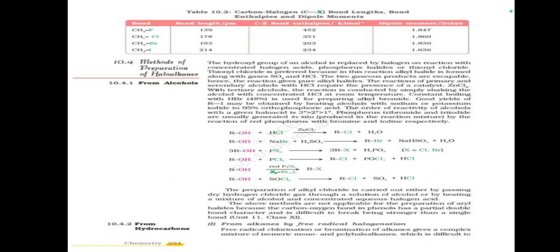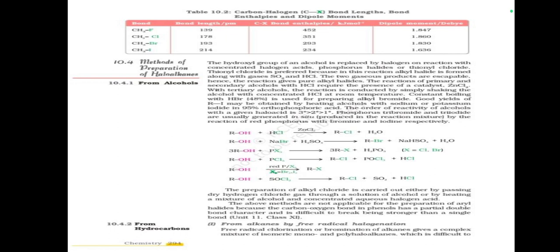The hydroxyl group of an alcohol is replaced by a halogen on reaction with concentrated halogen acids, phosphorus halides, and thionyl chloride. Thionyl chloride is preferred because in this reaction the alkyl halide is formed along with the gases SO2 and HCl. The two gaseous products escape. Hence, the reaction gives pure alkyl halides.